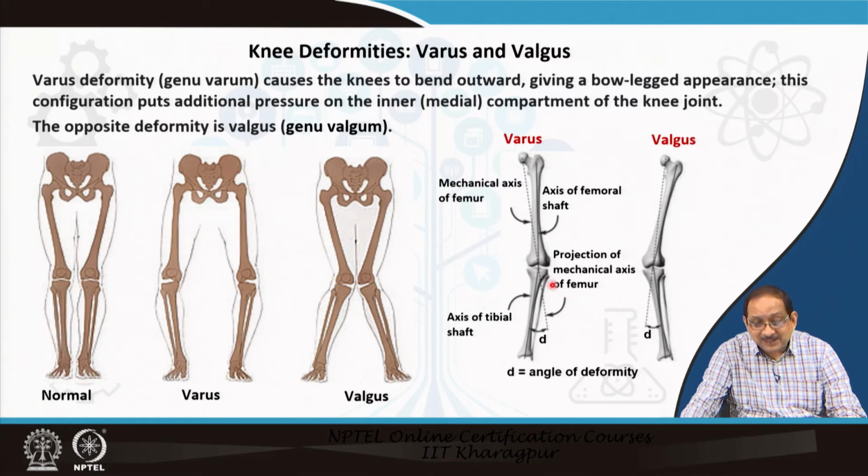So, the angle between the projection of the mechanical axis of the femur and the axis of the tibial shaft, as indicated in the figure, and the angle subtended between these two imaginary lines is the measure of the angle of deformity. This can be measured for the varus case as well as the valgus case.